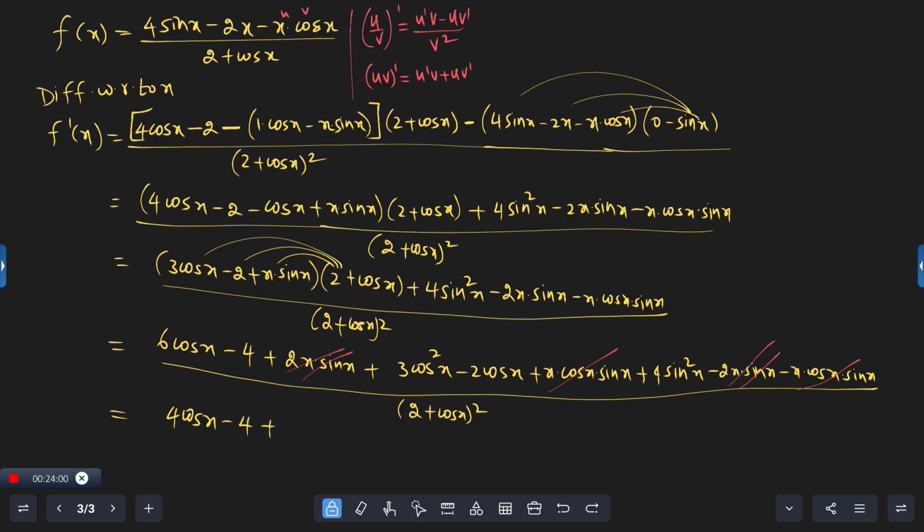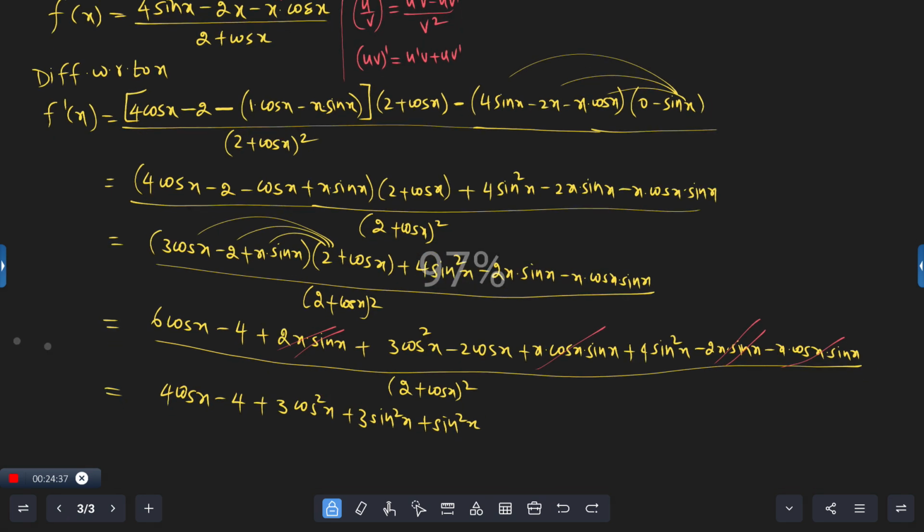Plus, see children, here we have a 3 cos square. Here we have 4 sin square. So what do you do? This 4 sin square, what do you do? 3 sin square plus 1 sin square. Shall we write like this? We can write, surely I am right. So if you write like that, 3 you can take outside. Listen carefully what I said. So that 3 cos square x plus this 4 sin square, what I am going to write? 3 sin square x plus 1 sin square x. Separately I am writing.